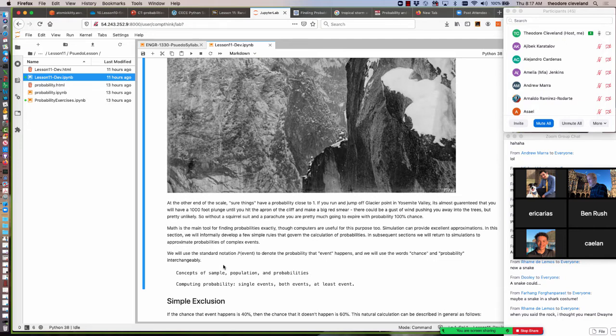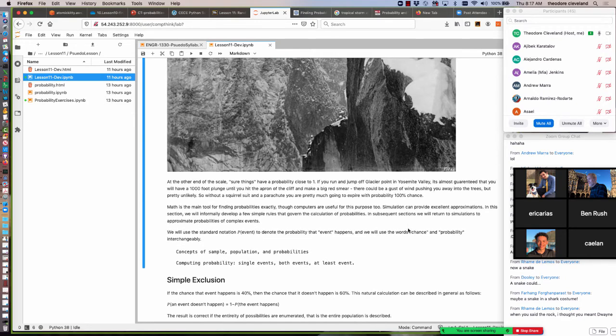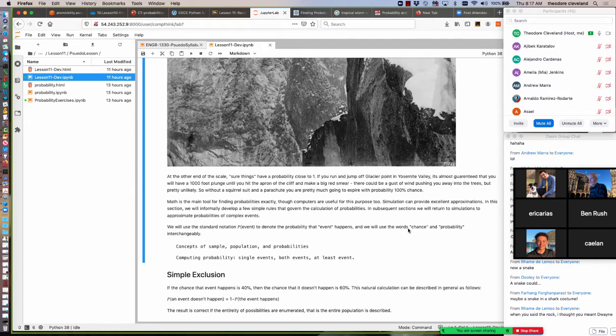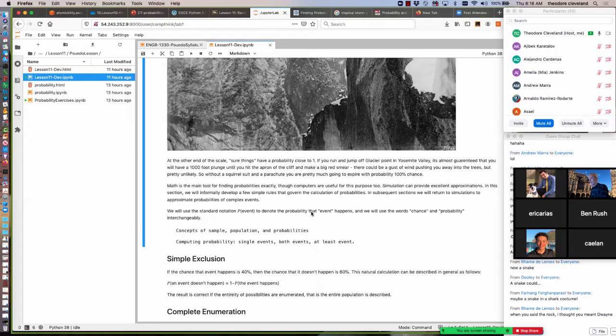So math is our main tool for finding probabilities, exactly in the cases where we can define populations and precisely define what is meant by events. Simulation, which we've already examined, is a good tool to provide approximations, and actually you get pretty close to absolute answers using simulation. So here we're going to look at some of the formal rules of probability, mostly to build in our tool set the ways to build simulations to do it in the future.